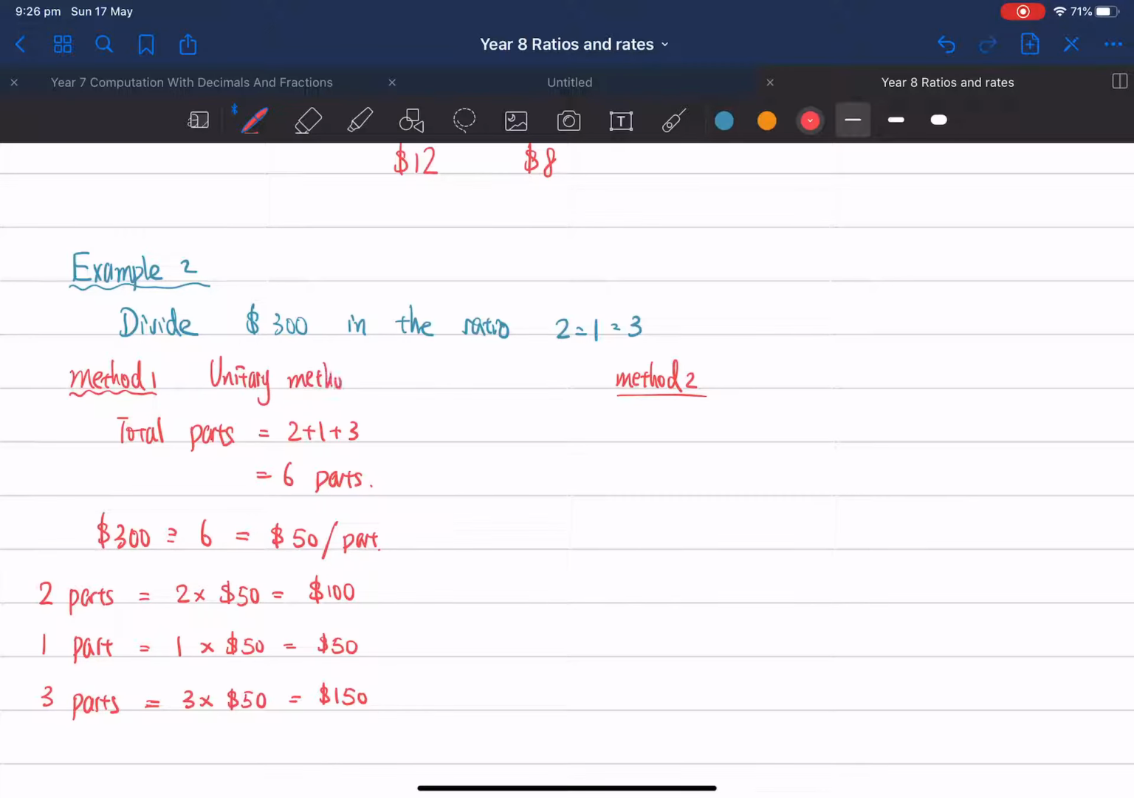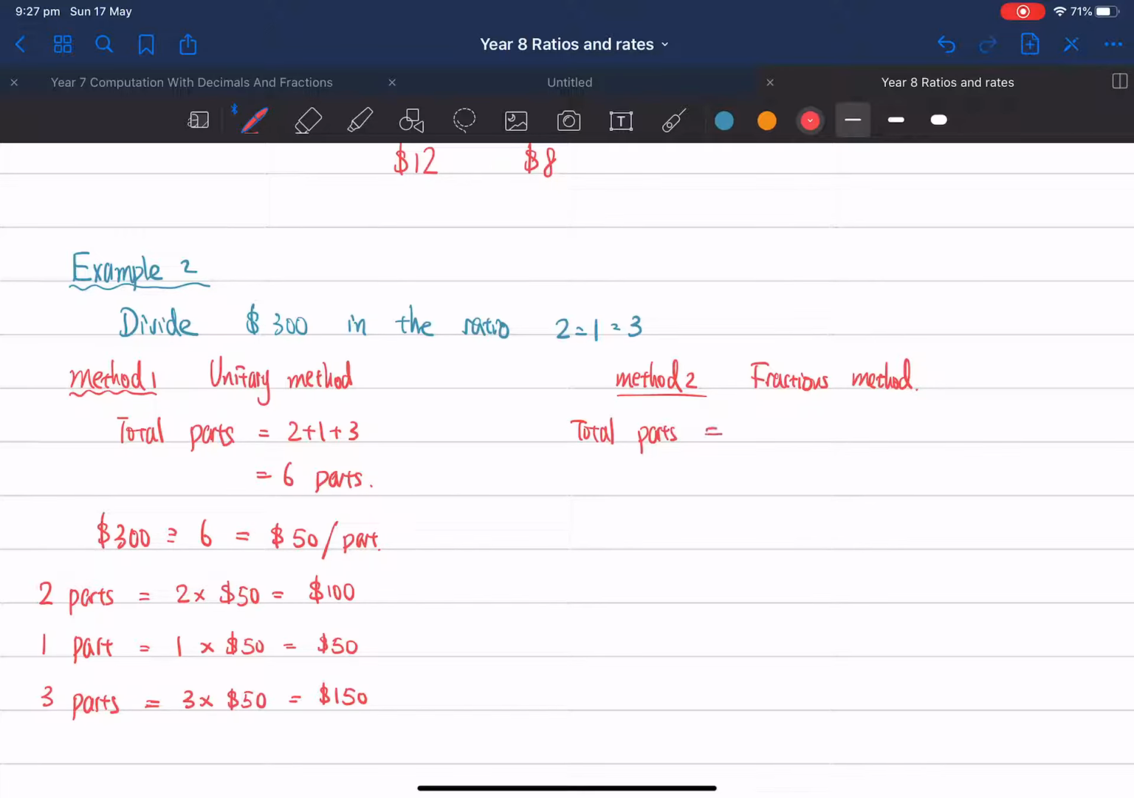You can choose which method you like to use. I actually prefer the unitary method, but if you like the fraction method, you can. For the fraction method, you still need to work out the total amount or the total parts. In this case, it is still equal to 6 parts. All right, so that's the same idea.